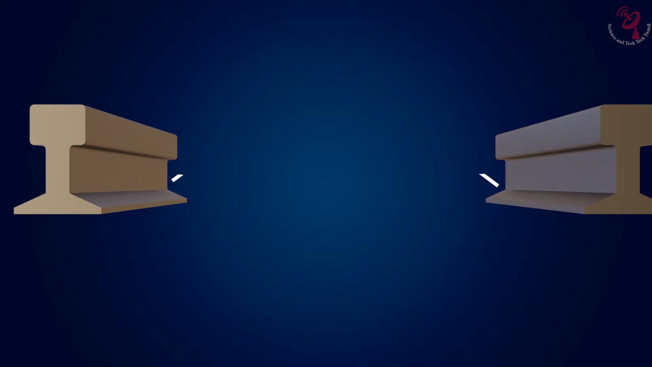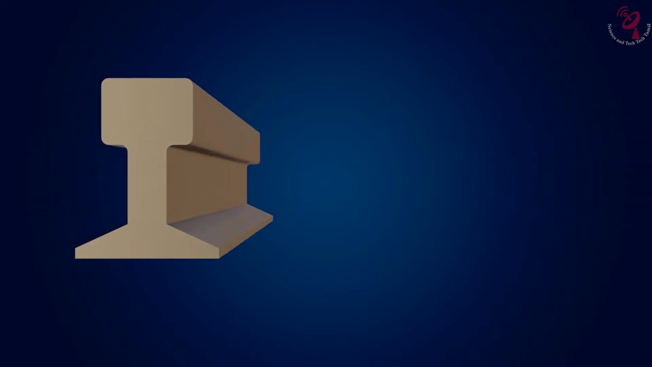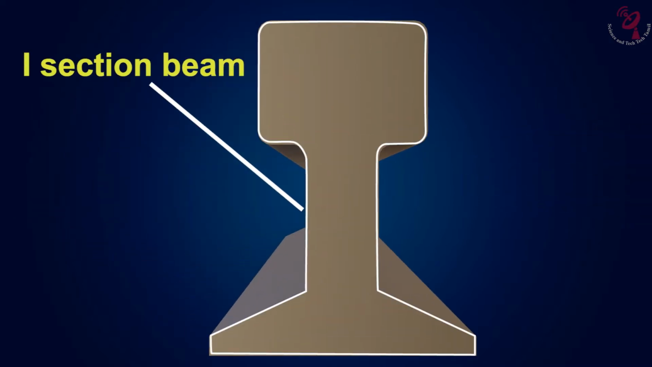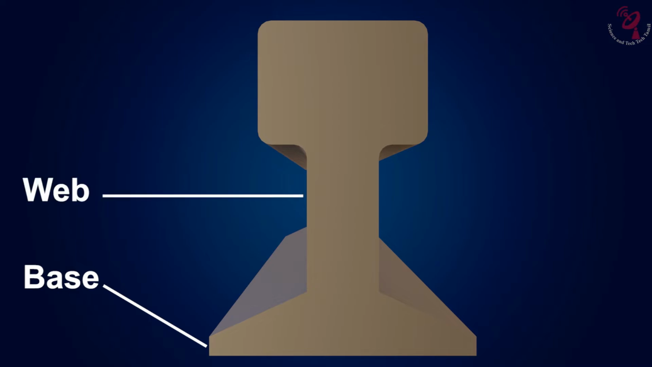A metal piece of railway track is called rail. Let's take a closer look at this rail. The cross section of this rail is called the I-section beam. This I-section is differentiated as 3 segments. Bottom one is called base, middle one is called web, and the top one is called head.